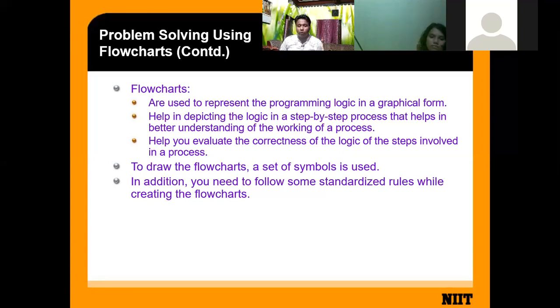Okay, so the flowchart contains some kind of symbols. In every symbol, you have to represent a logic.